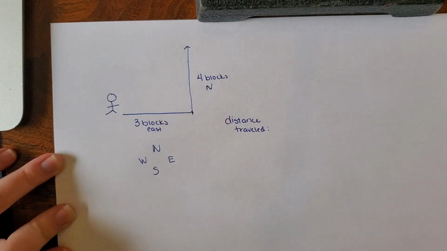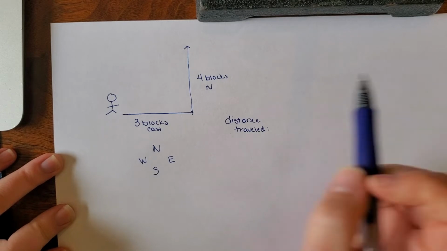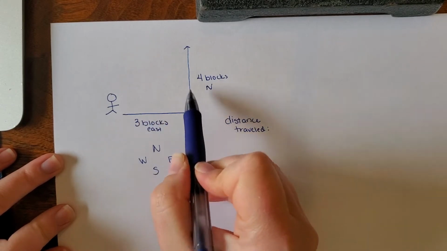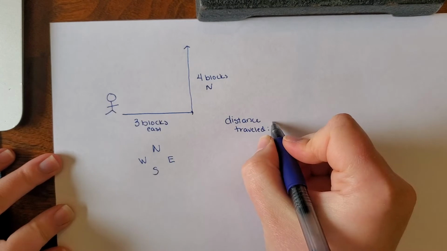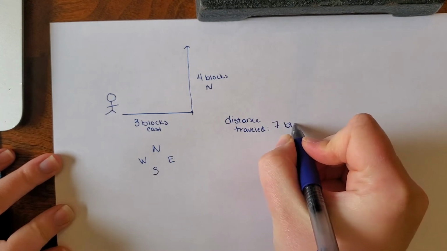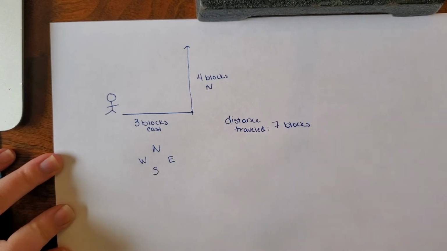would be what? So you went 3 blocks and then 4 blocks. That means you walked a total of 7 blocks.